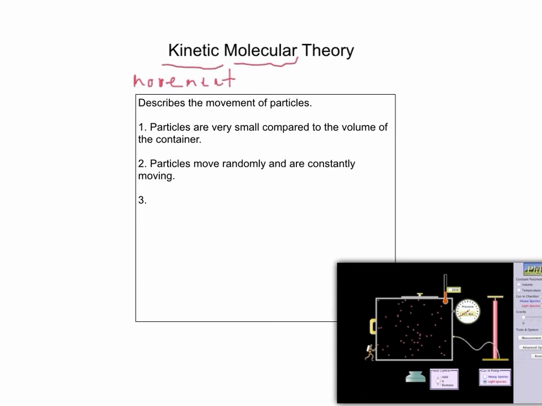The third part is all collisions are elastic. And an elastic collision is just that energy is conserved. So when two particles bump into each other, think of a really bouncy ball. If I throw a bouncy ball against the wall, it bounces back just as fast as I threw it at the wall. But if I threw a bowling ball at the wall, that would stop. So we think about these particles as bouncy balls. They bounce off each other, and the total energy doesn't change.